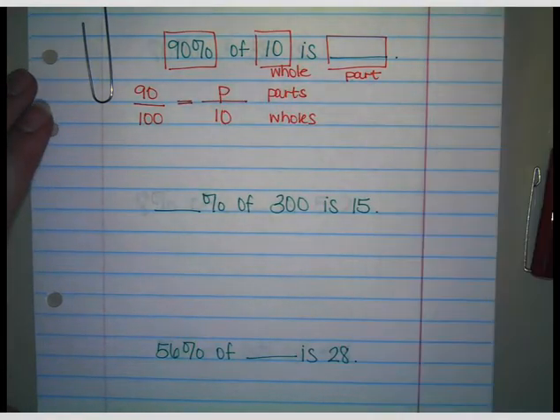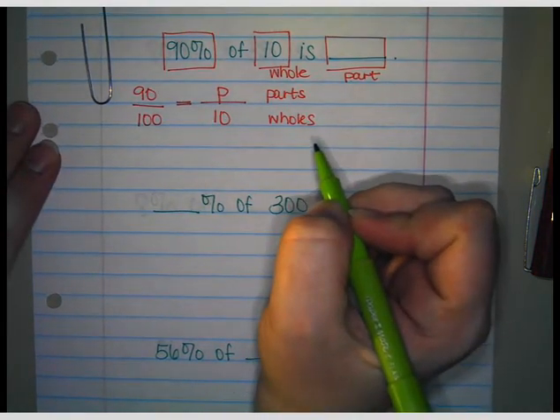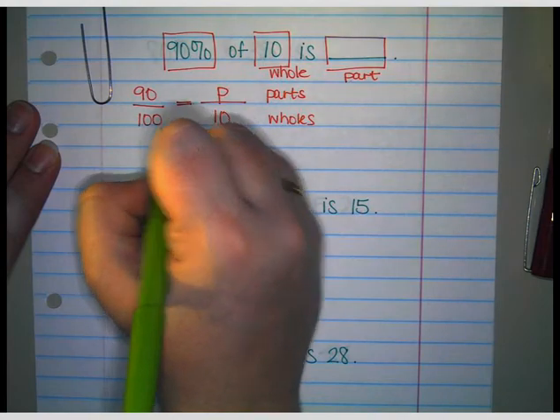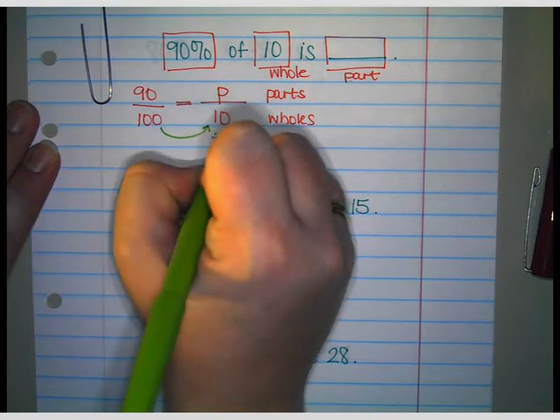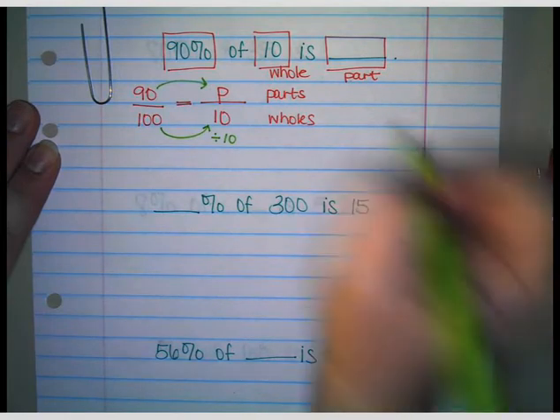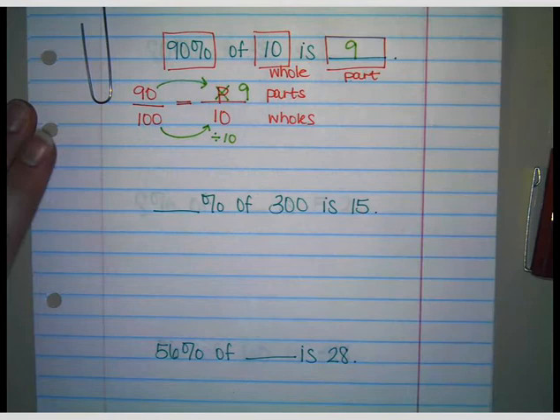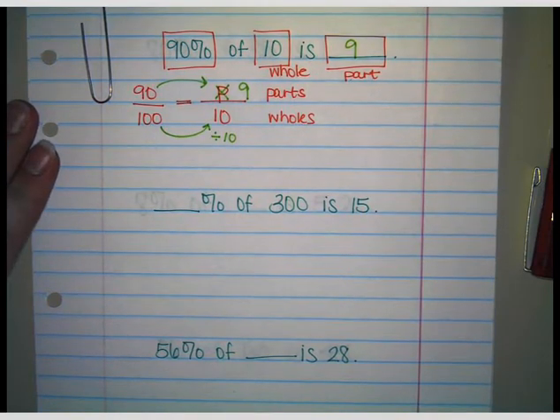Then in class, we discussed how you can compare the 2 ratios and figure out the multiplicative relationship. To get from 100 to 10, we divided by 10. So up here, we'll do 90 divided by 10, and that is 9. So 90% of 10, the part, is 9.